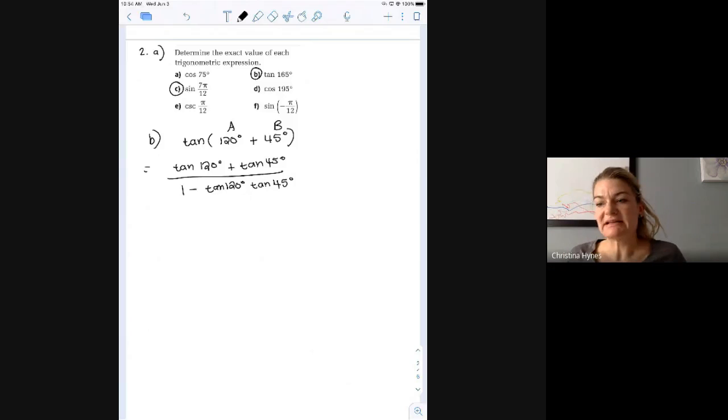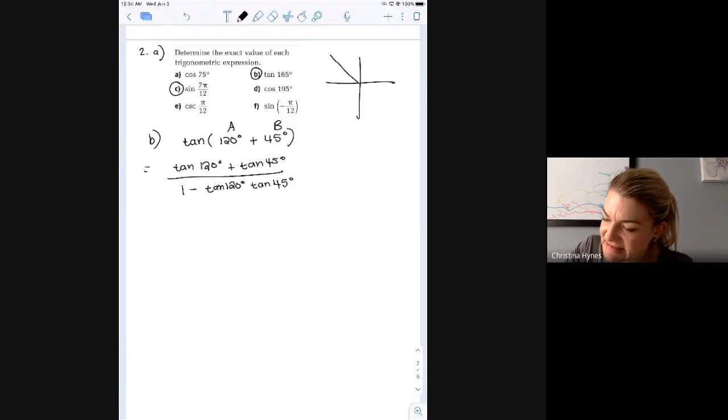And then what you do is you want to replace them with what they're equal to. So this is where you either draw that special triangle. I usually try to draw and figure out what quadrant it's in because that will tell me, using the CAST rule, if it's a negative answer or a positive answer. So 120 is in the second quadrant and 45 would be in the first quadrant. For 120, we know that the reference angle would be 60 degrees. And for 45, that is the reference, so you don't have to really work on that one.